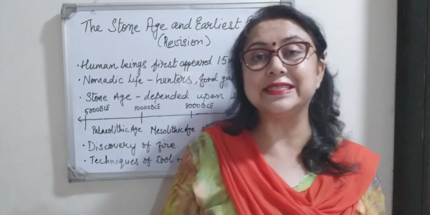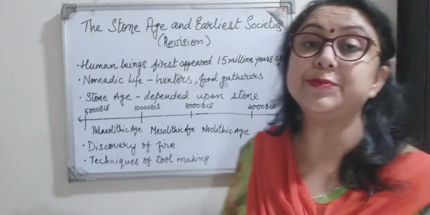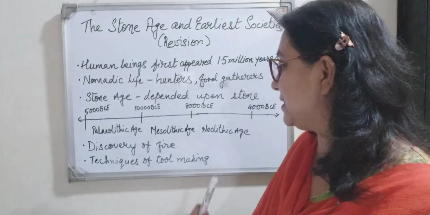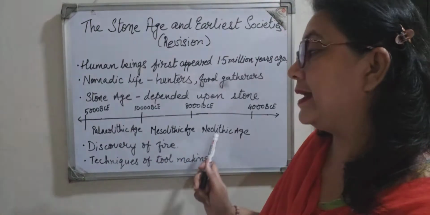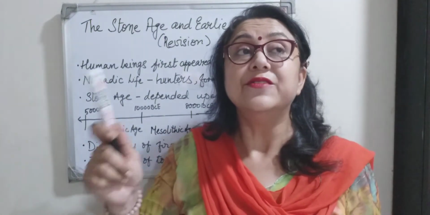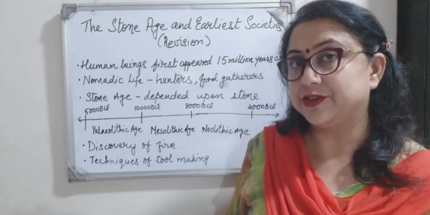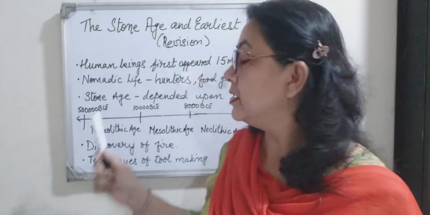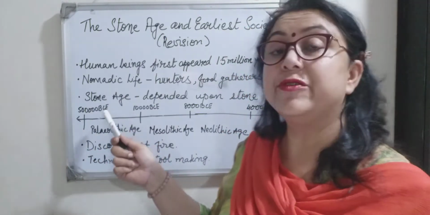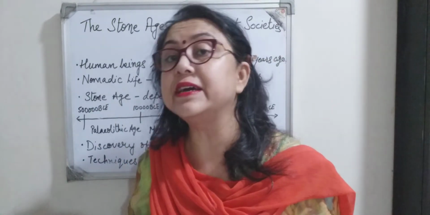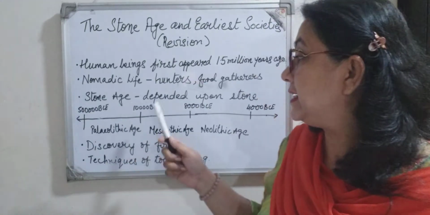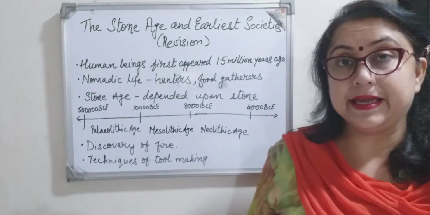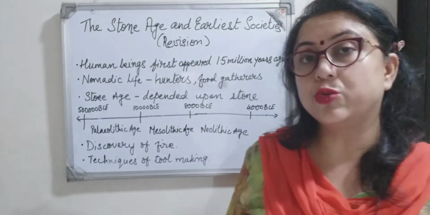So on this basis, this entire Stone Age has been divided into three phases, that is Paleolithic Age, Mesolithic Age and Neolithic Age. Paleolithic Age is the first phase of Stone Age, right? And it dates back to 5 lakh BCE, that is before Common Era, 5 lakh years before the birth of Christ. Till 10,000 BCE, this was the period of Paleolithic Age, that is the Old Stone Age.